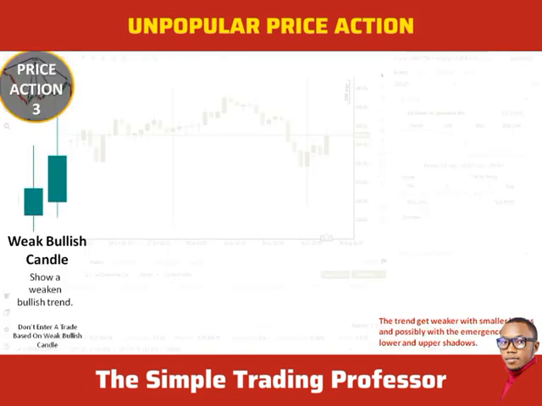Price action number three. We have the weak bullish candle. You get the point. The weak bullish candle. Now it shows a weakened bullish trend. One thing you must take note of is don't enter a trade when you get a weak bullish movement. You want to wait for a strong bullish movement.